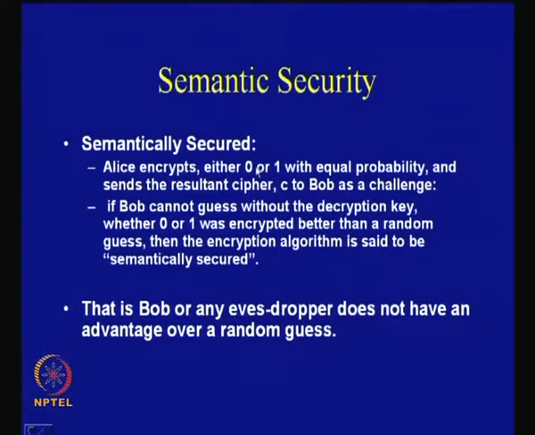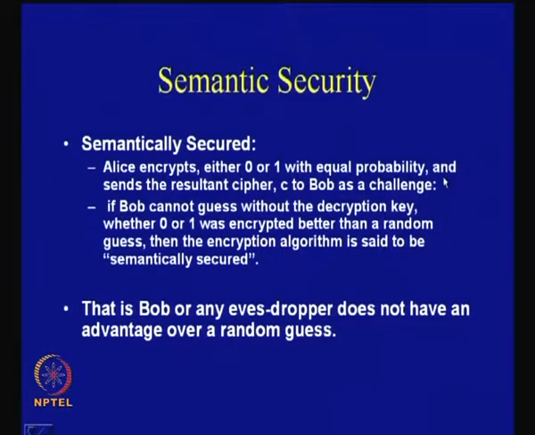Another important concept, although we shall not be going deep into this, is the concept of provable security. Something called semantic security is very central, and it is defined as follows. Remember Alice and Bob, right? Alice encrypts either 0 or 1 with equal probability. So, Bob knows that either 0 or 1 is encrypted, and the probability of choosing 0 or 1 is half.